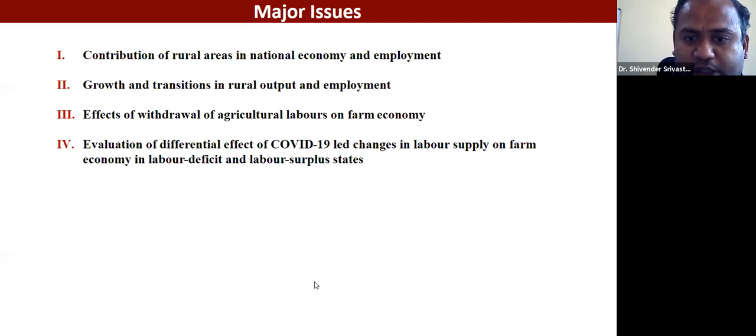Then, the effect of farm mechanization on farm sector employment. Of course, I have this point, Mr. Arvind, on how farm mechanization is influencing and helping us to cope with the changes in labor scarcity. But I have one interesting finding on this farm mechanization, and at the end of the presentation, I would like to discuss this.